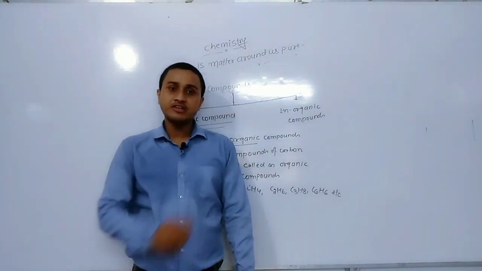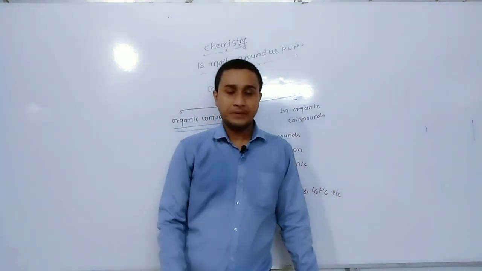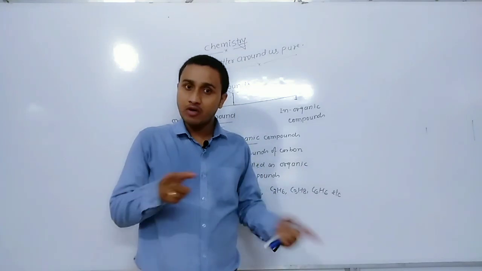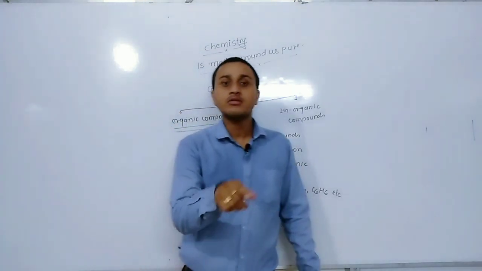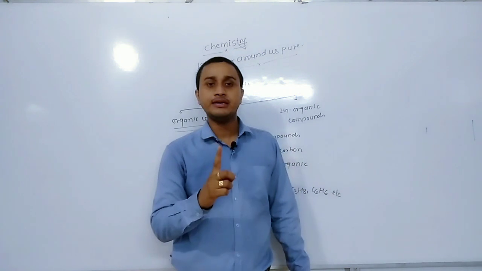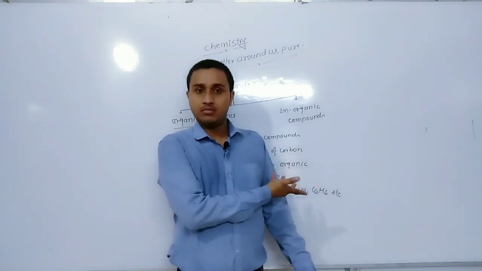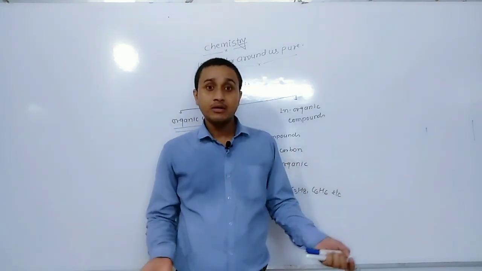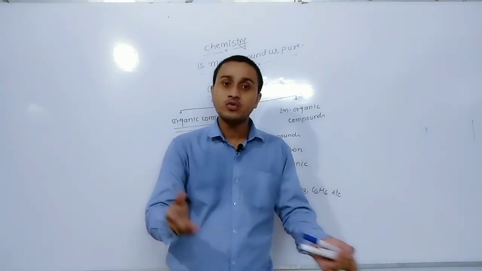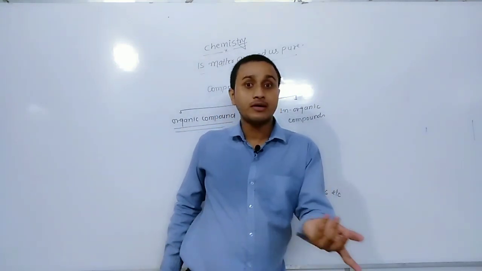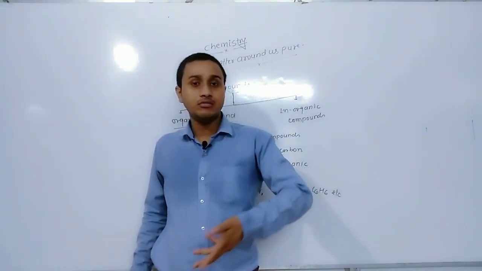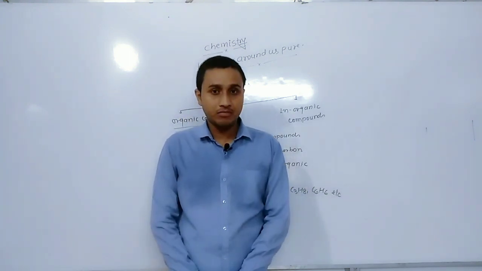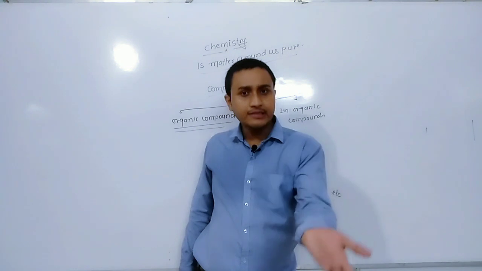But according to this definition, we fail to explain CO2. What is CO2? Organic or inorganic? Because it has carbon also. But CO2 is considered an inorganic compound. Then how will we differentiate which one is organic and which one is inorganic? Both compounds, CO2 and CCl4, have what? Carbon. But we are unable to distinguish between organic and inorganic compounds. So we will study another definition.